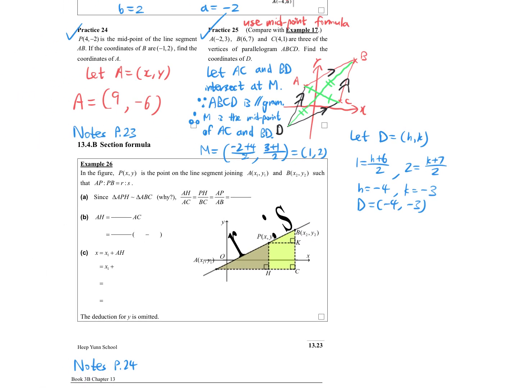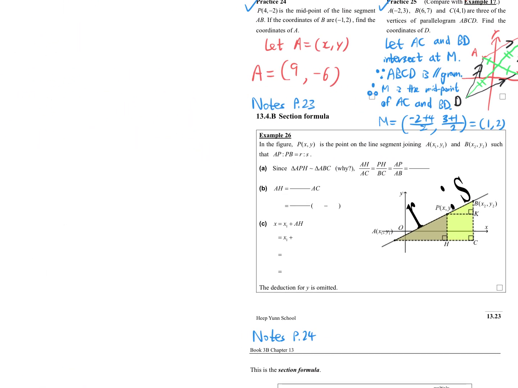So let's start by reviewing what we learned yesterday for the midpoint. Basically, you can find it by taking the average of the x-coordinates of the two endpoints and also the y-coordinates of the two endpoints. And that's the midpoint formula. So today we'll learn another formula called the section formula.